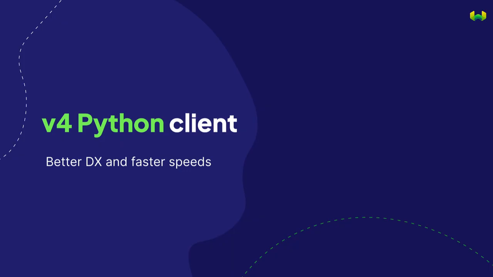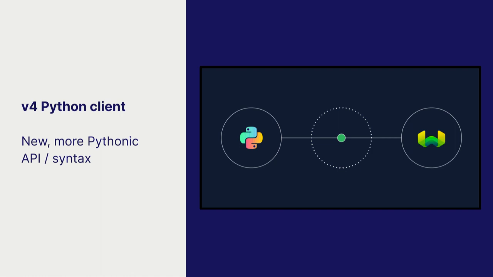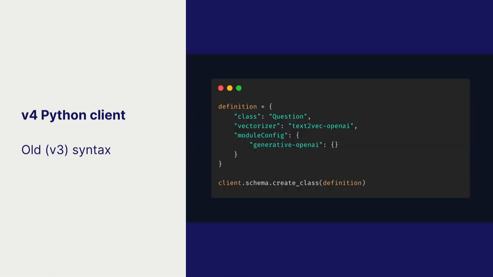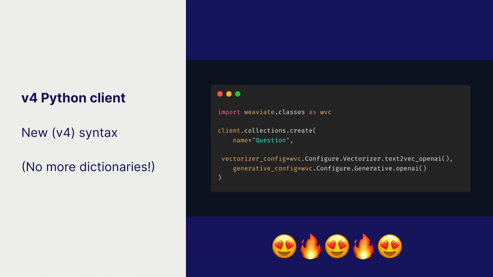Now that brings us to the v4 Python client. There are lots of changes here, and some of the key ones are improved developer experience and faster speeds. Reviewing the API was the big motivation for us with the v4 client, and I think we've done that with the new, more Pythonic API. This is an example of the old syntax. To define a class, you use a dictionary like this. And this is what the equivalent code looks like with the new syntax. You'll notice a lot of Python classes and functions, which provide a lot more help from modern IDEs, and you'll notice that there are no more raw dictionaries.